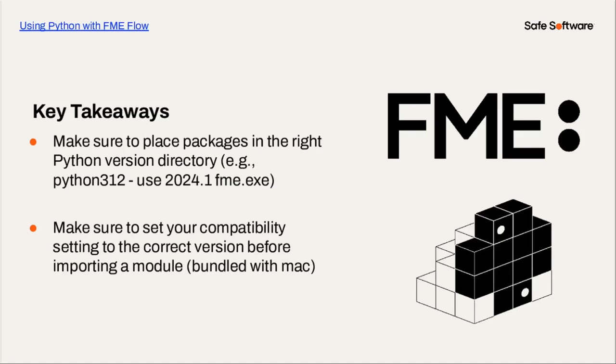Some of the key takeaways here are to make sure to place packages in the right Python version directory, but you don't have to worry about that. FME does it automatically in the right location. And then make sure your compatibility setting is correct. The reason why is that on the Flow side, the interpreter does not guarantee that FME engines will use the interpreter for all workspaces. Instead, it uses the Python compatibility. So make sure your Python package is within that range. If you're using Python 3.12, make sure it's either 3.12 or anything earlier that is in that range.